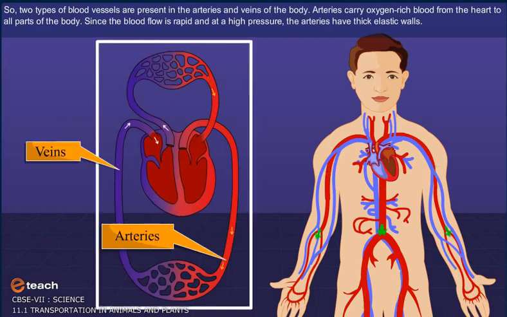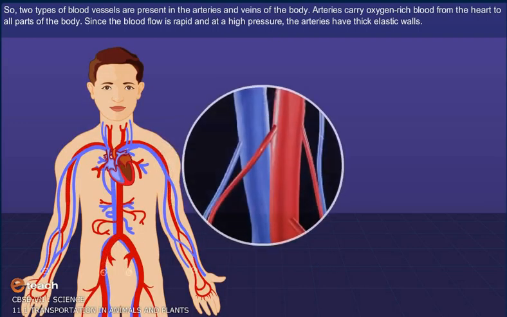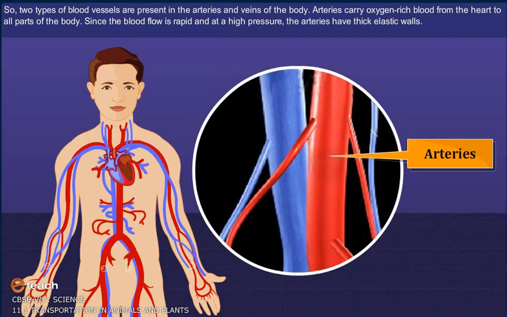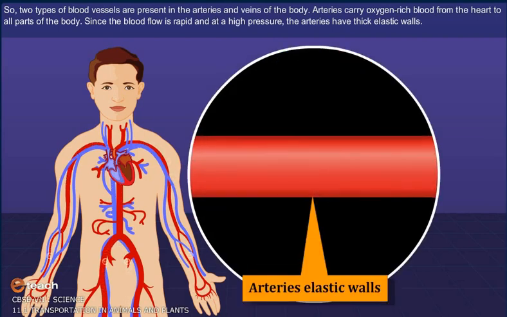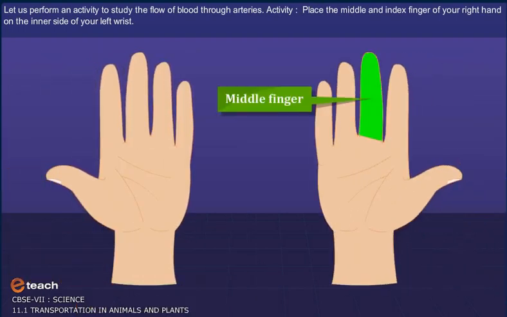So, two types of blood vessels are present in the body: arteries and veins. Arteries carry oxygen-rich blood from the heart to all parts of the body. Since the blood flow is rapid and at high pressure, the arteries have thick, elastic walls. Let us perform an activity to study the flow of blood through arteries.